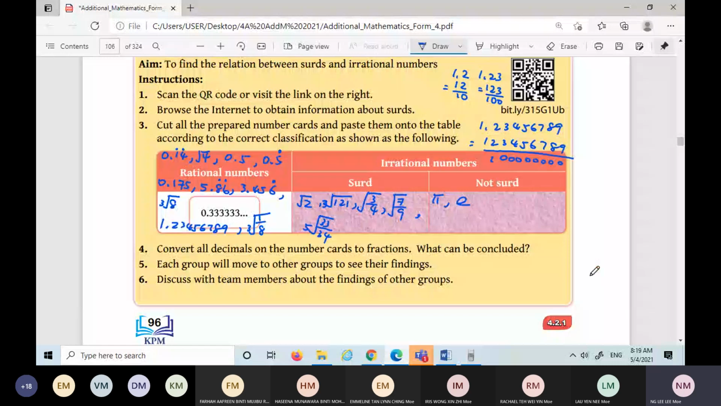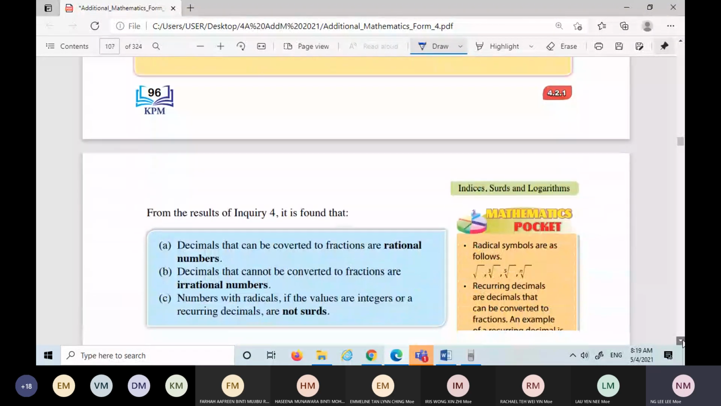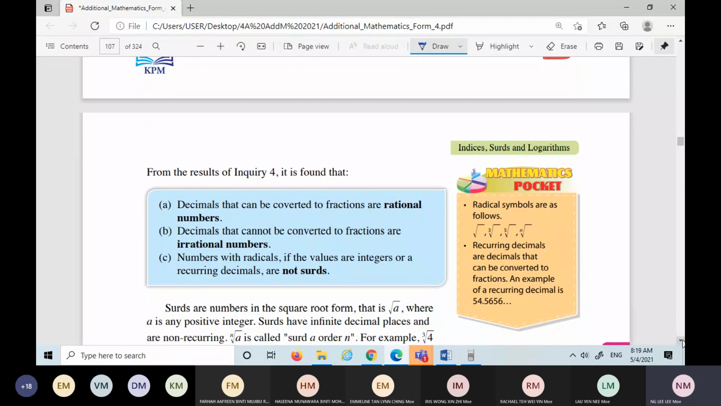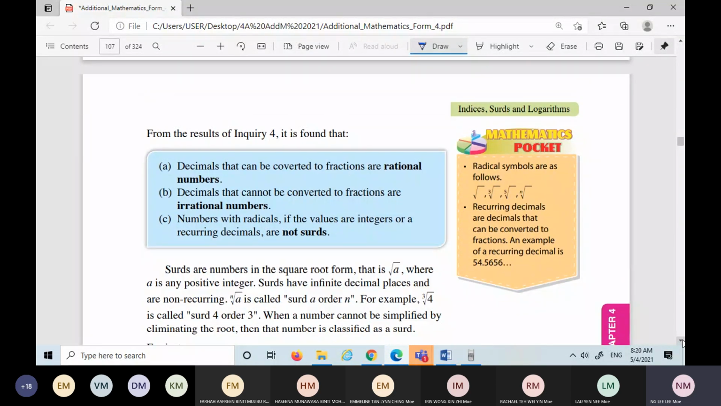We still have like 10 minutes only. We see what else we can do. So this is the conclusion. Actually, just now I have made the same conclusion. So we quickly go through. Decimals that can be converted to fractions are rational numbers. Decimals that cannot be converted to fractions are irrational numbers. These two actually are not very good.